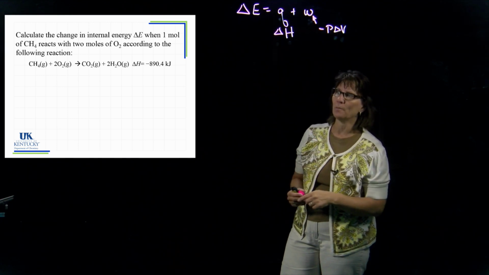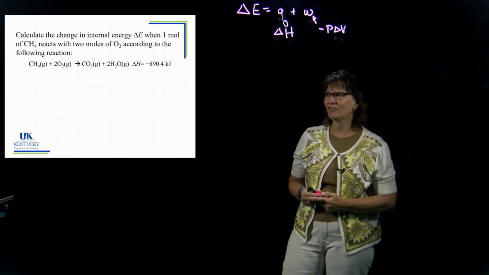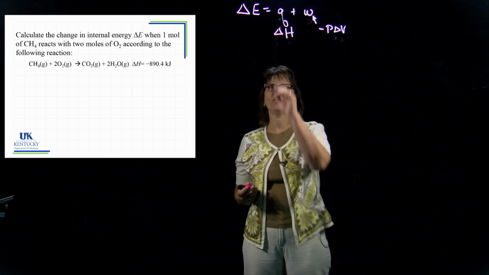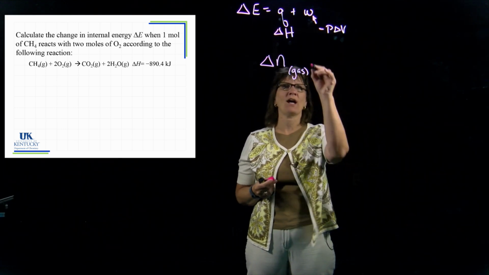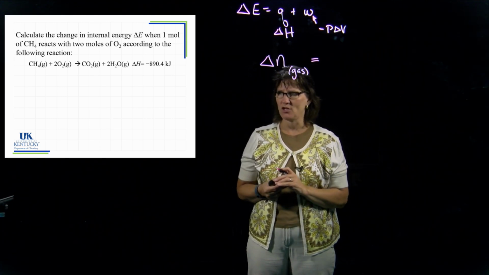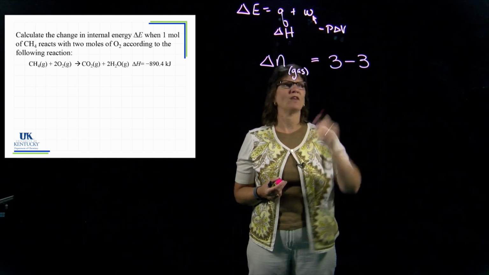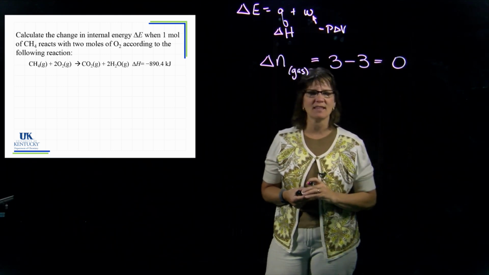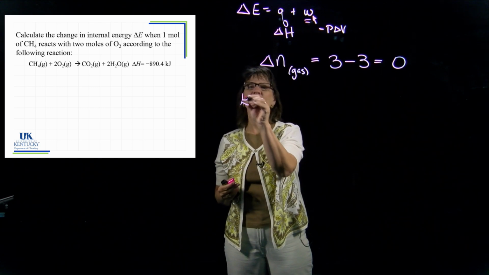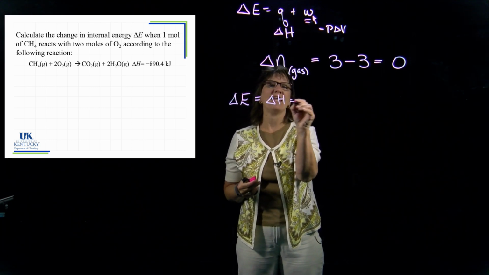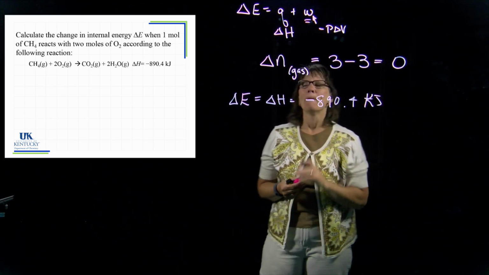Now, as we look at this reaction here, we see that we're starting off with some gas and we are producing some gas. At first glance, we might not notice this fact, but let's figure it out. What is the change in the number of moles of gas? That's the only thing we care about, because that's going to be an expansion or a contraction. How many moles of gas do we have on the right-hand side of this equation? We have 3 moles of gas. How many moles of gas do we have on the left-hand side? We have 3 moles of gas. So are we changing how much gas is there? What do we know about the work term? There's no expansion, there's no contraction, so the delta E is equal to the delta H, and that is equal to negative 890.4 kilojoules.